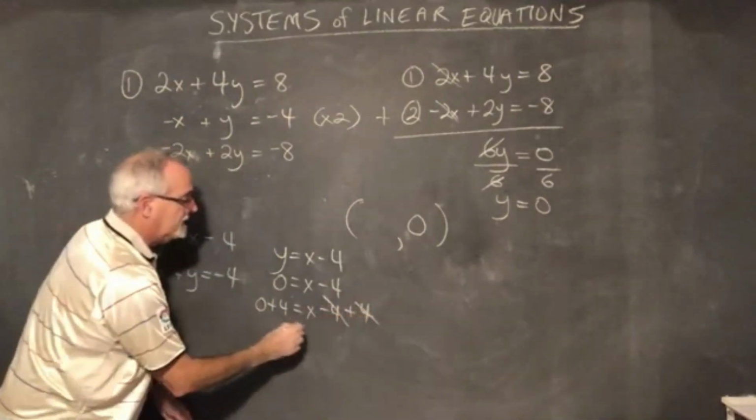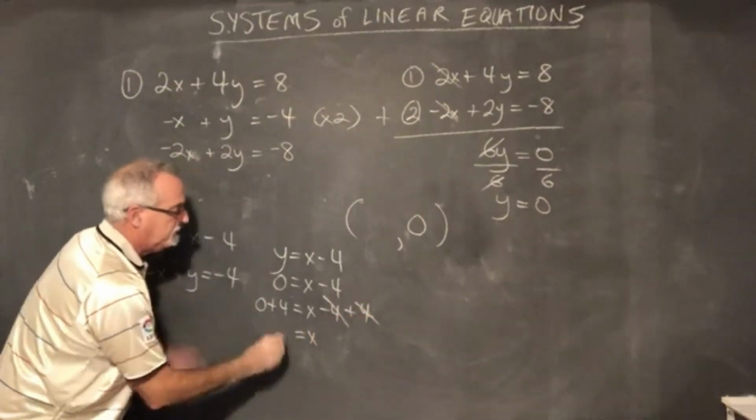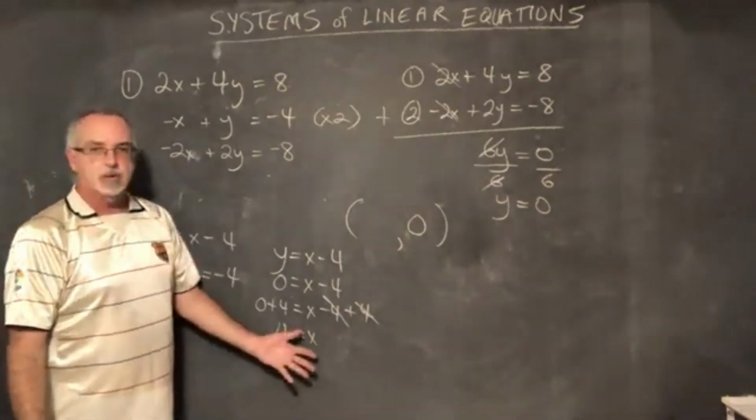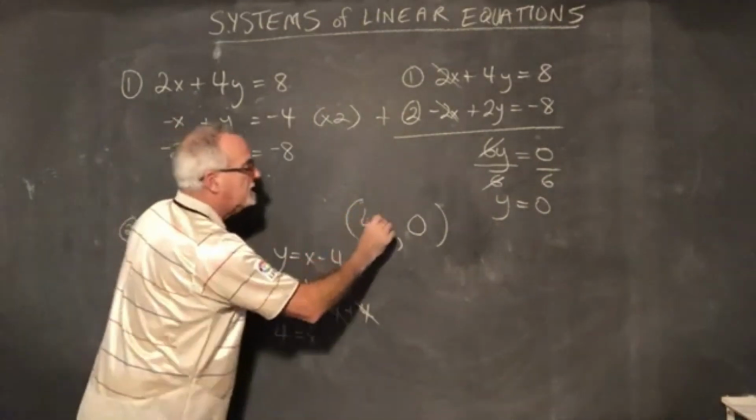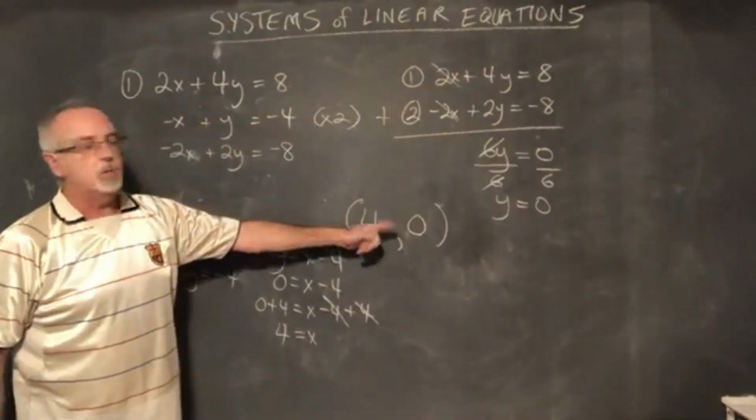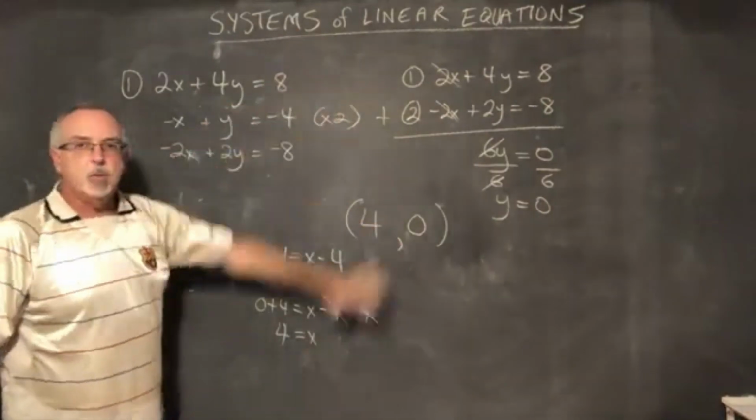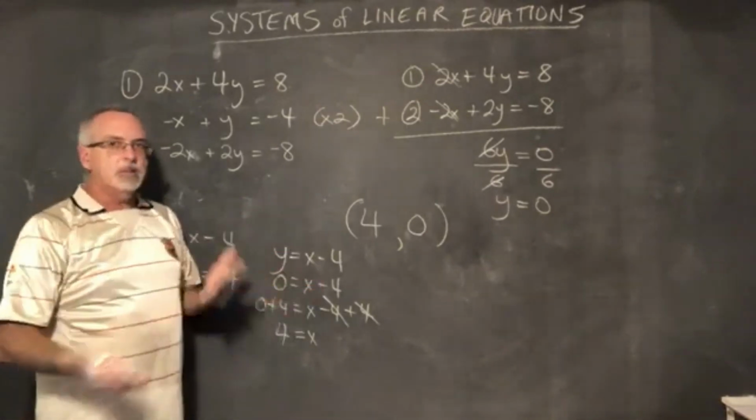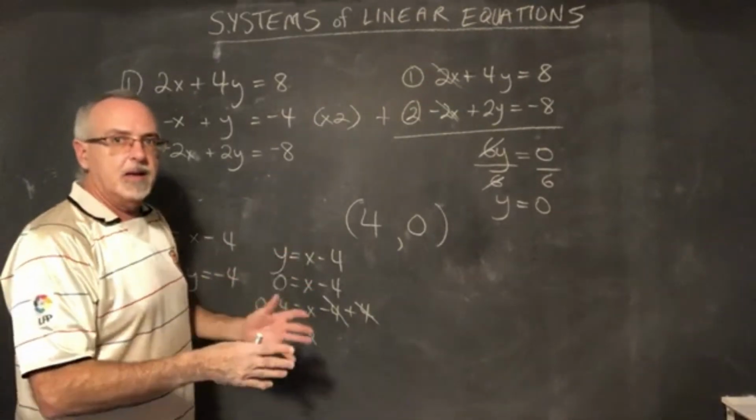These cancel. X is isolated, and 0 plus 4 is 4. So I have 4 equals x, which we know means x equals 4. It means the same thing. So I have my answer, and it is the same answer we got with the graphing method. It works. The fact that we can do it with different methods and keep getting the same answer helps us feel confident in that answer.